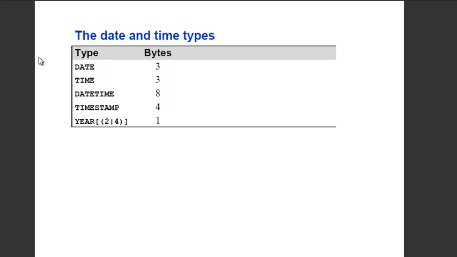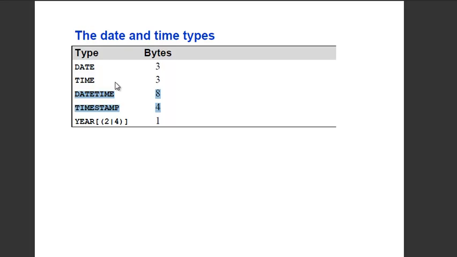So to make the long story short, at this point we have the date type. This is basically date information without time information. Now we have a time type, and that's what we're going to use if we want to store the time information without the date information. Now, if we want to store both, then we have two types available: datetime and timestamp.